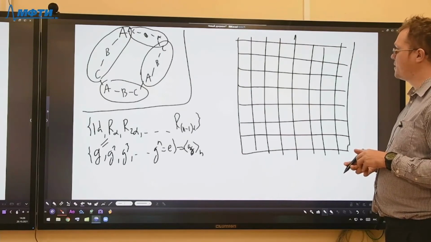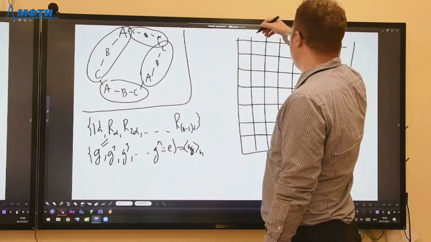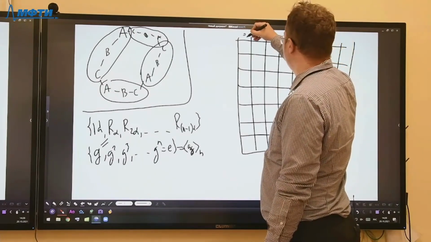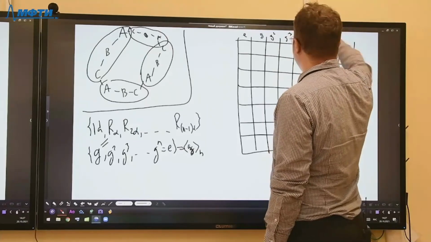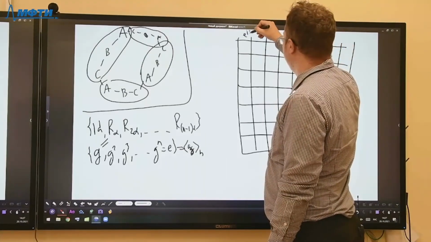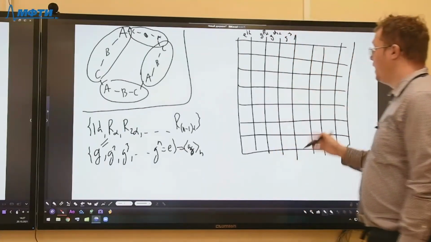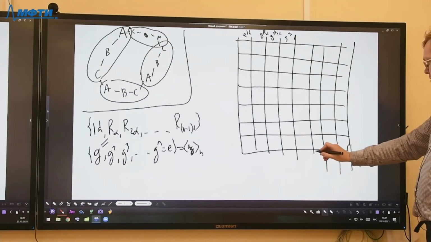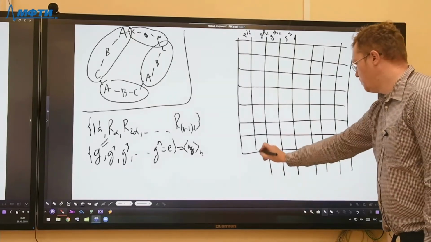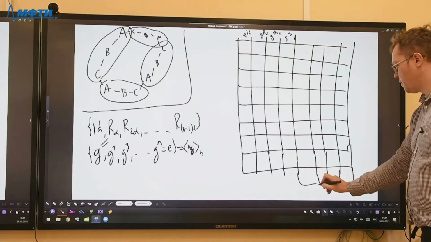So what is this table? I think the columns will be the elements of the group. So here we have e, g, g squared, g cubed, and so on. So here will be the identity, rotation by alpha, rotation by 2 alpha, and so on. And by rows, I will have all different types of just linear words.